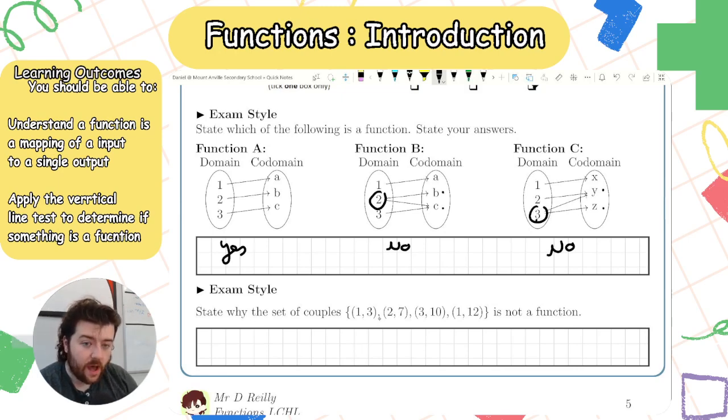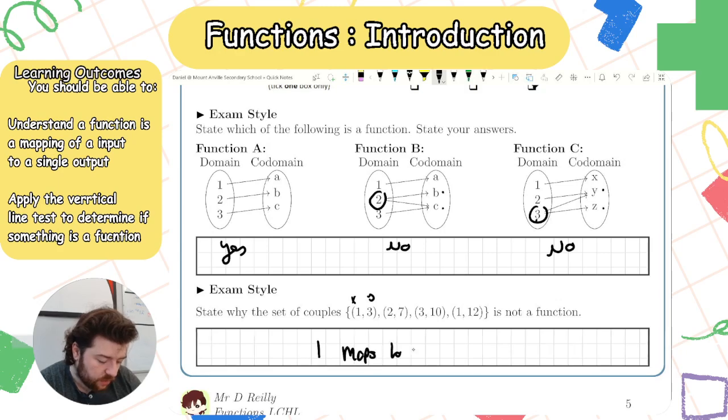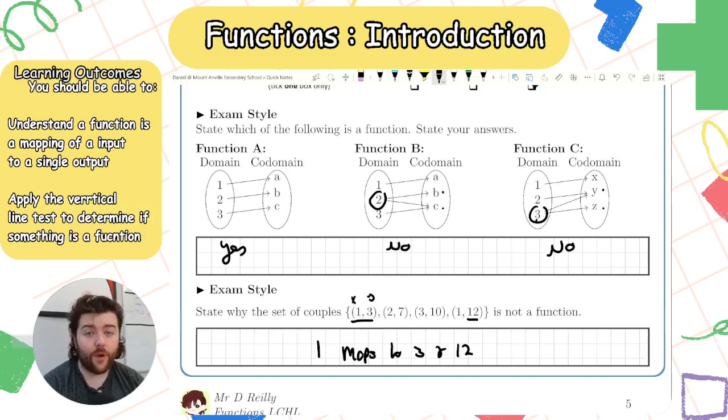And explain why these couples are not a function. We can also write functions as a set of couples or coordinates. This is my x coordinate, my input, and this is my y coordinate, my output. So I have 1, 3; 2, 7; 3, 10; 1, 12. As you see here, 1 maps to 3 and 12. Therefore, it's not a function because one input can only have one output.